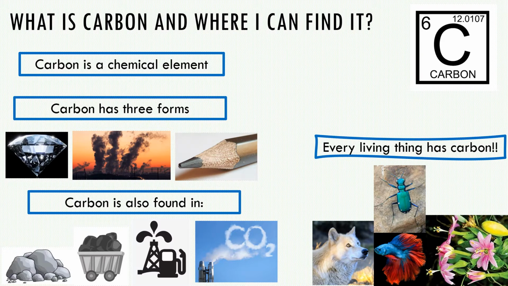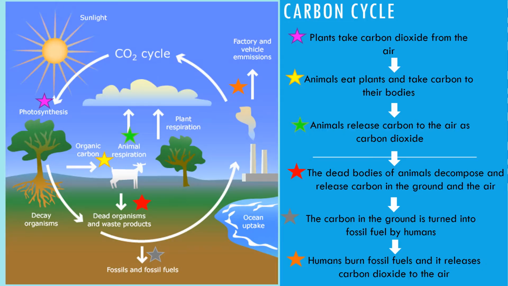Because the Earth is a dynamic place, carbon does not stay still, it is on the move. The amount of carbon on Earth is fairly constant. It is transformed from one form to another via the carbon cycle. The carbon cycle is a process where carbon dioxide travels from the atmosphere into living organisms and the earth, and then back into the atmosphere.